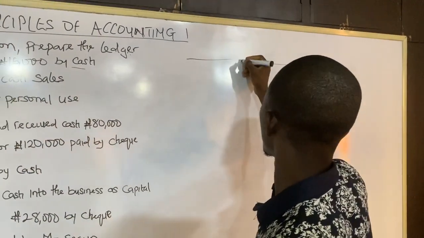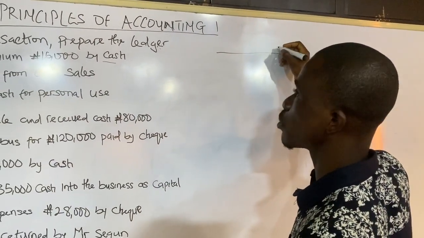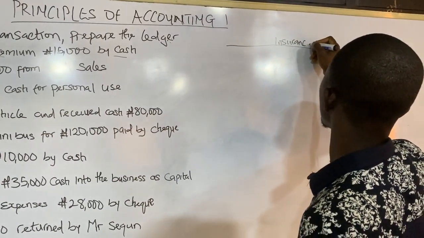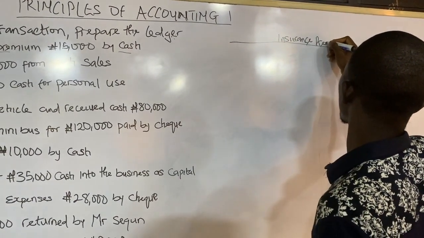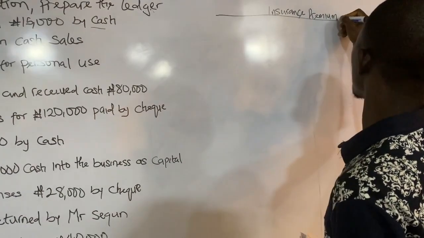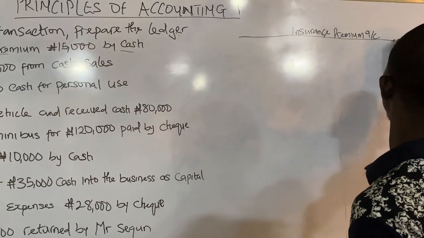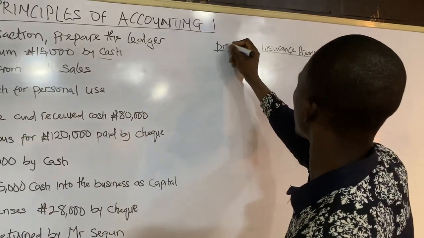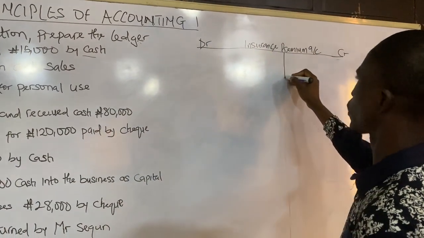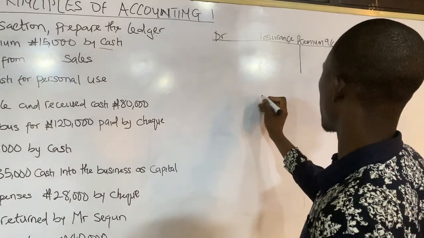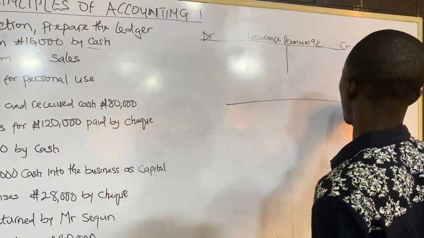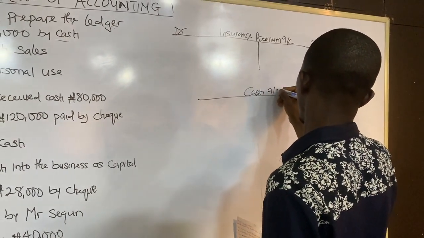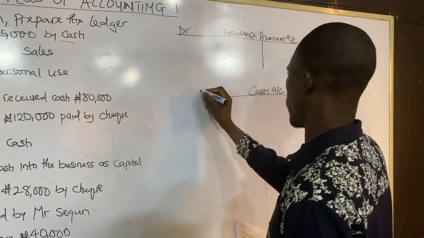So we have the insurance. We open the two accounts that are affected. Insurance premium account, we have the credit and the debit. And we have the cash account, cash account, credit and debit.